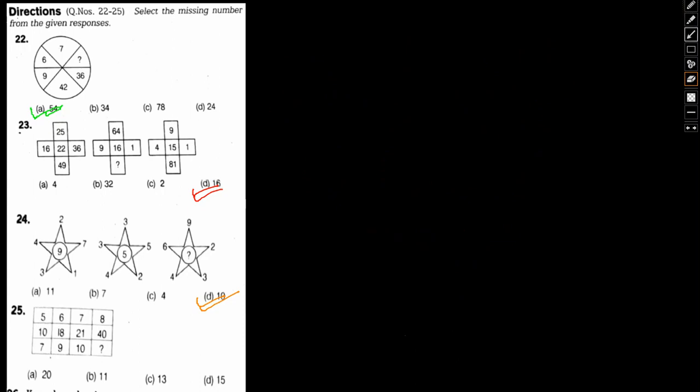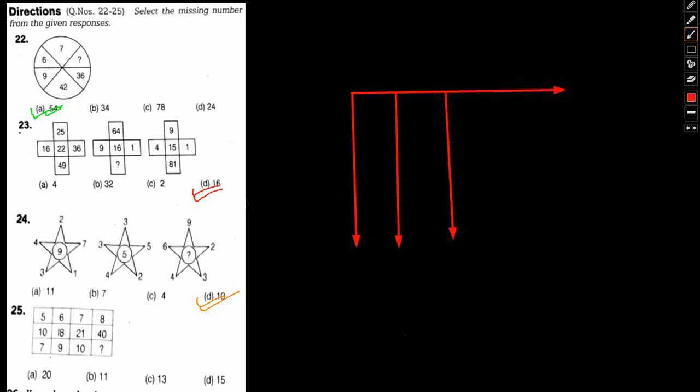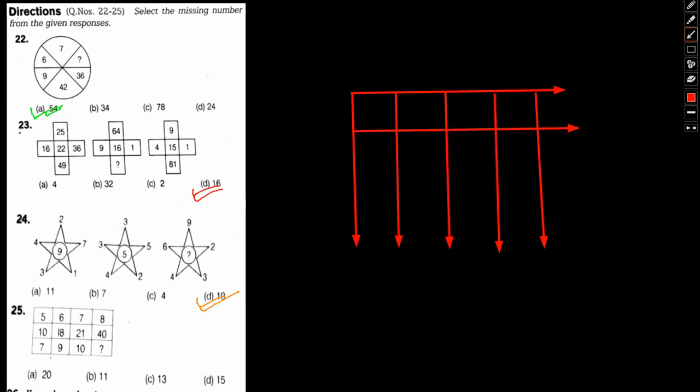And now let's move on to the last question. Draw the table. Okay, so now let's fill this in with numbers.